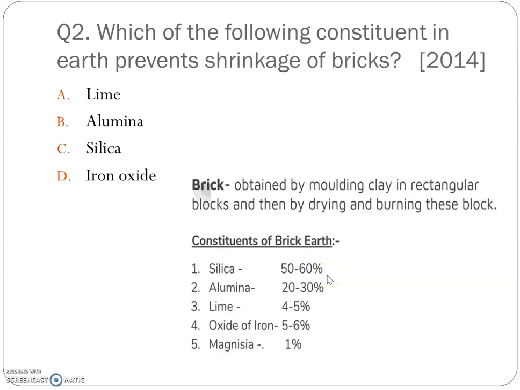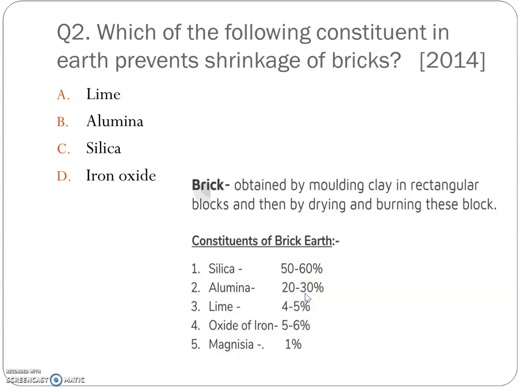So first of all, it is silica. Silica prevents cracking, shrinking and warping of raw bricks, and also it imparts uniform shape to the bricks. So if the silica amount is in excess, it will destroy the cohesion between these particles and the bricks become brittle.